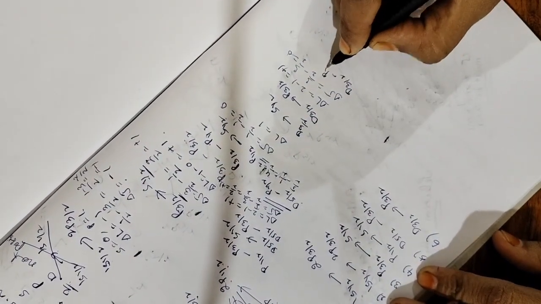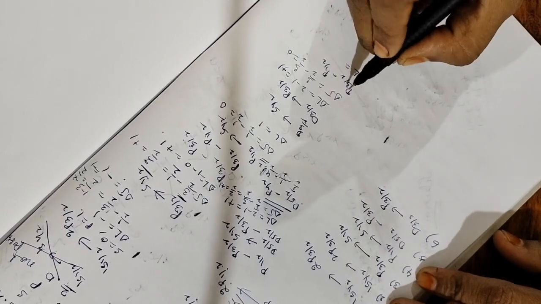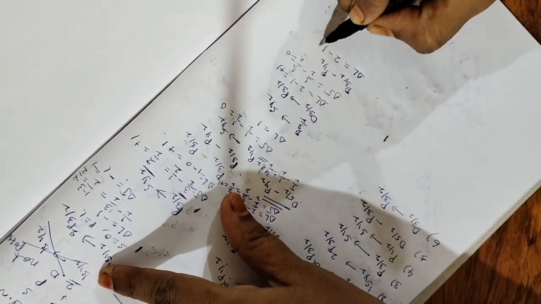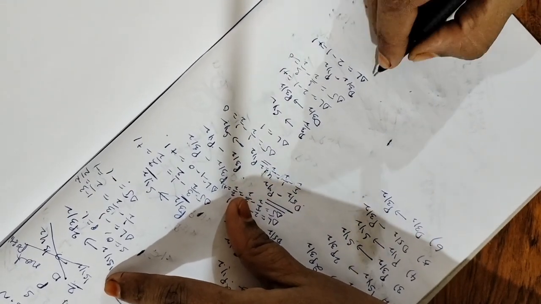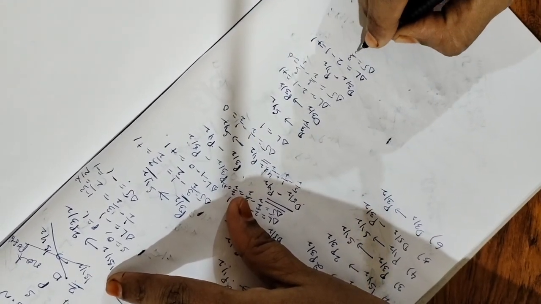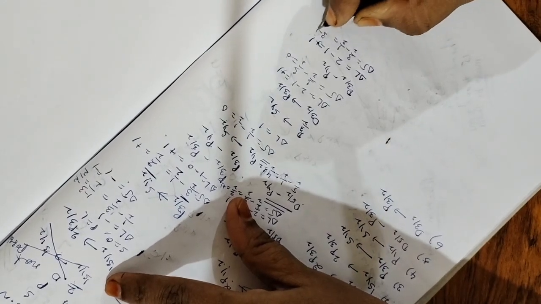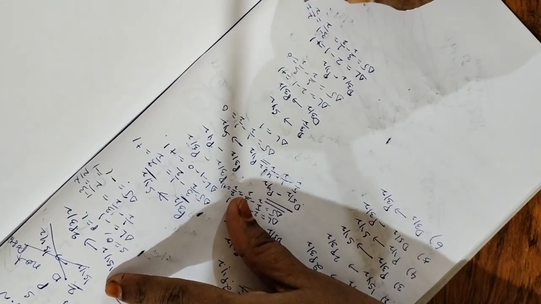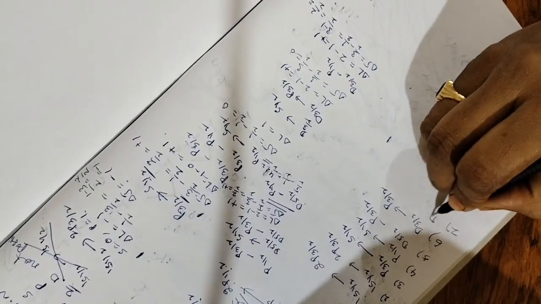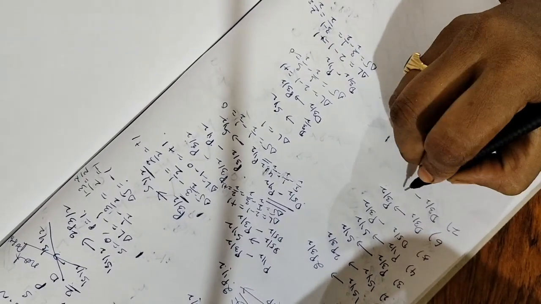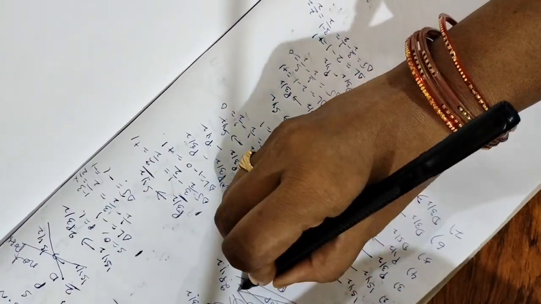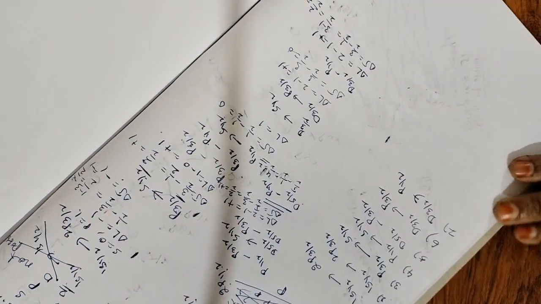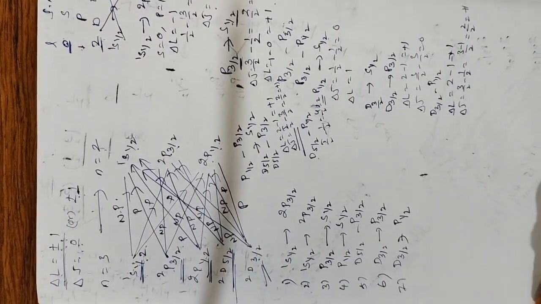Now the next and last one, D 3/2 to P 1/2. Delta L is possible. D is 2, P is 1, so the L value difference is 1, possible, plus 1. Now delta J, 3/2 minus 1/2, that is 2/2, plus 1. So this is also possible. D 3/2 to P 1/2 is possible. So theoretically we got 15 transitions here.